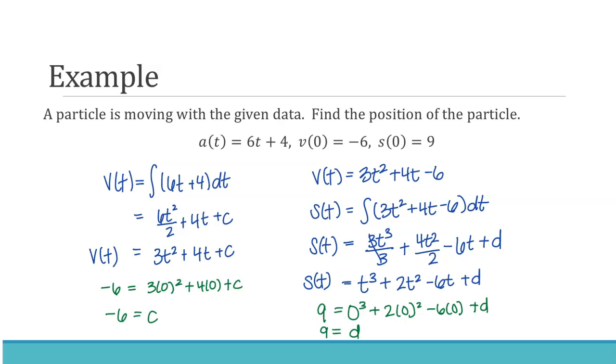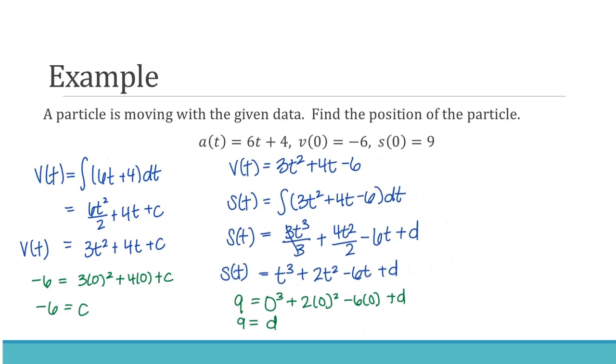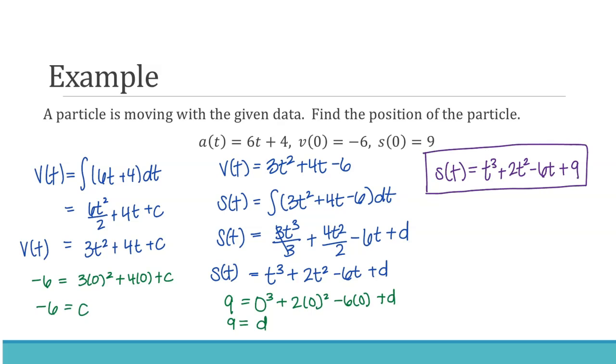All right, but that's not the answer, right? The answer is the actual function. So I'm going to go ahead and move all of this over to make space and say that the final answer is the position function here. And that's going to be s of t is equal to t cubed plus 2t squared minus 6t plus 9. So this is the position of the particle, of course, at any time t.